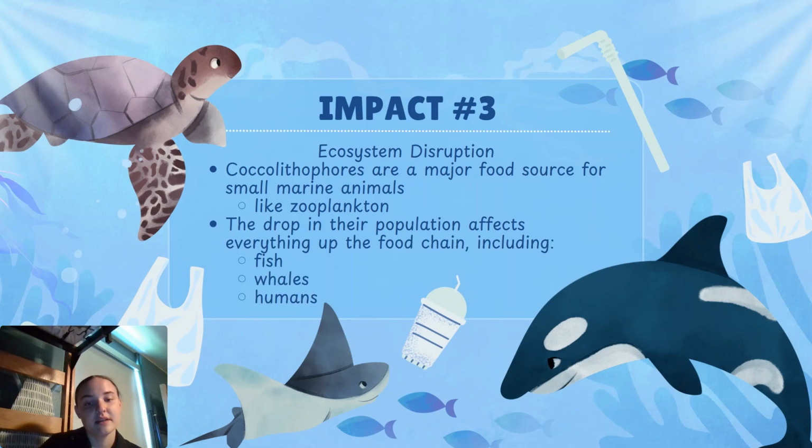Impact number 3, ecosystem disruption. Coccolithophores are a major food source for small marine animals, like zooplankton. Their drop in population affects everything up the food chain, including whales, fish, and even humans.